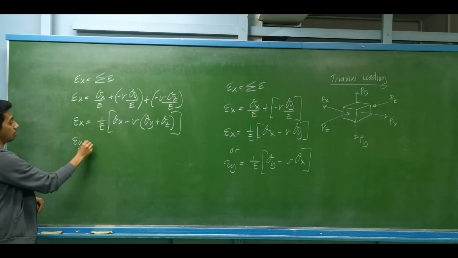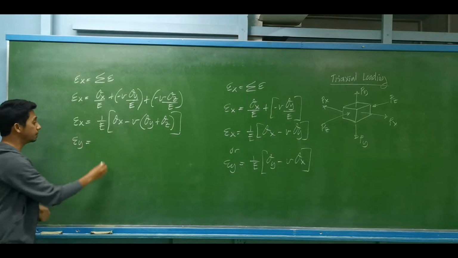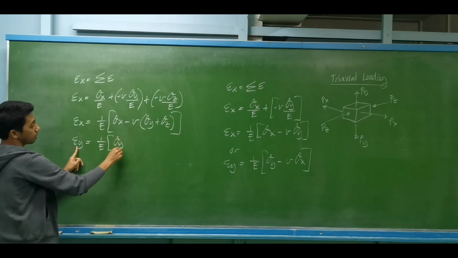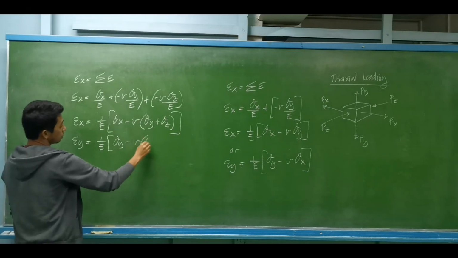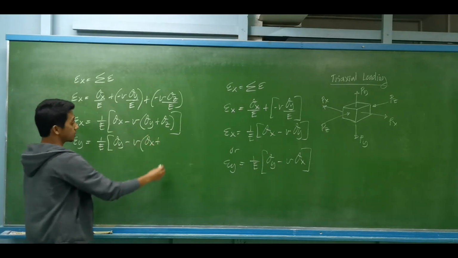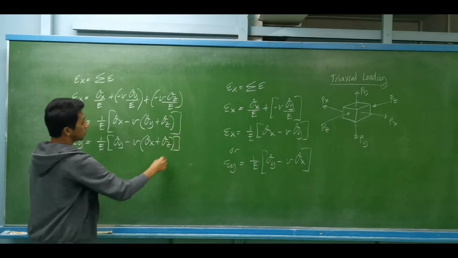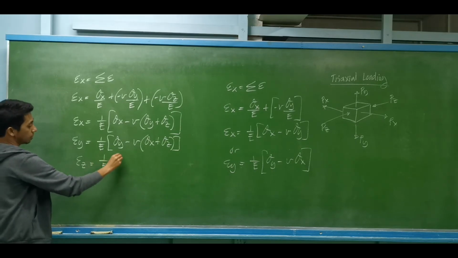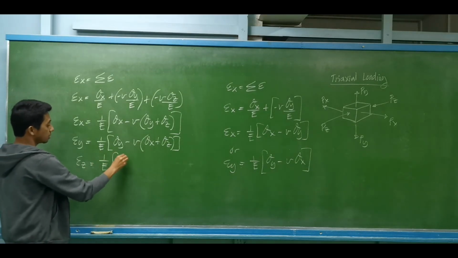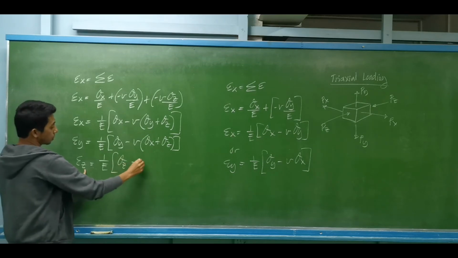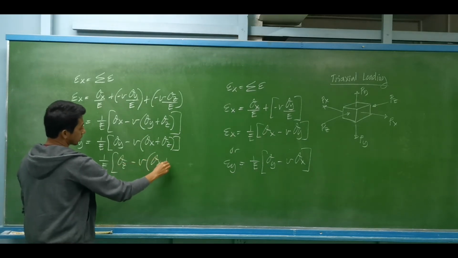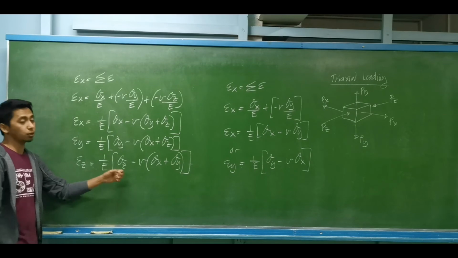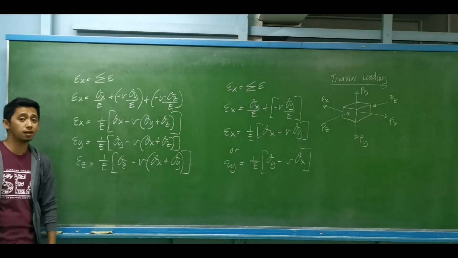Computing the strain along y, all you have to do is follow this pattern. This is 1 over the modulus of elasticity multiplied by the stress along y minus the Poisson's ratio multiplied by the stress along x plus the stress along z. And lastly, the strain along z is equal to 1 over the modulus of elasticity multiplied by the stress along z minus the Poisson's ratio multiplied by the stress on x plus the stress on y. So this is how we compute the strain, considering triaxial loading.